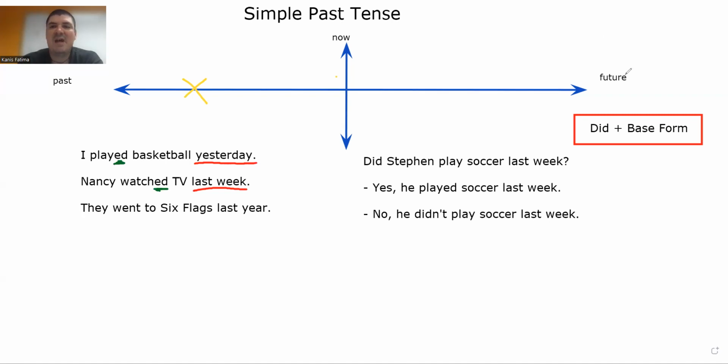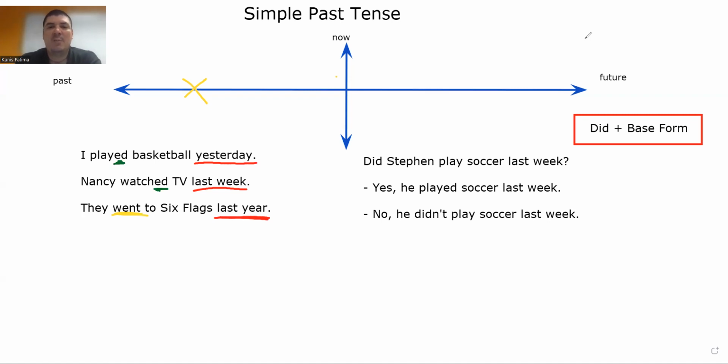So I would say they went to Six Flags last week. Went is an irregular verb. The past tense went. Again, look at your time words to tell you when it's taking place. They went to Six Flags when? Last year.